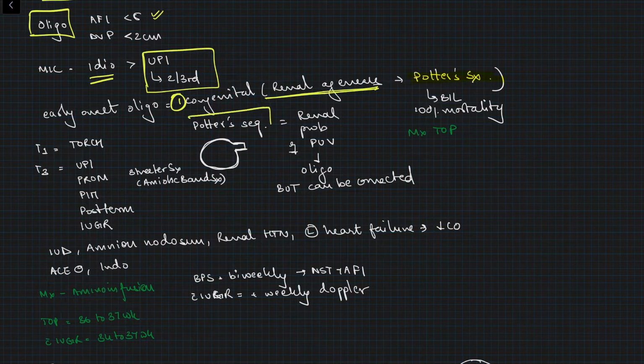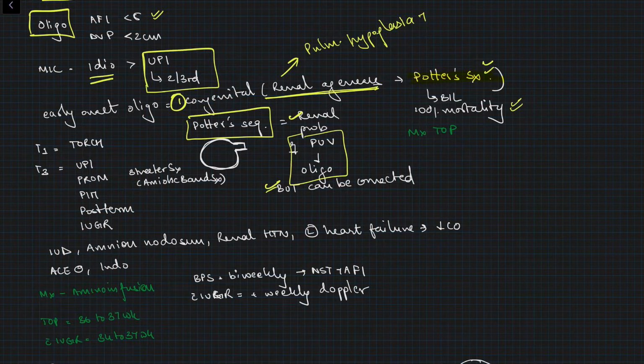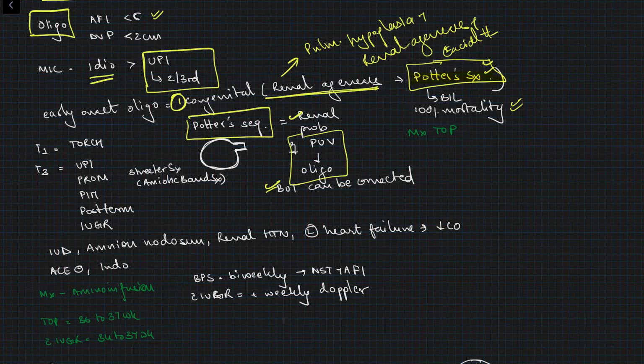Remember, this is different from Potter's sequence, where there is renal problem like a PUV that leads to oligohydramnios, but it can be corrected. While Potter's syndrome, it cannot be corrected, and there is mortality of the fetus. What are the features? Pulmonary hypoplasia plus renal agenesis plus facial defects, right? This is Potter's syndrome. While posterior urethral valve and other renal problems apart from renal agenesis would be Potter's sequence. This is very important. Don't confuse between the two of them.